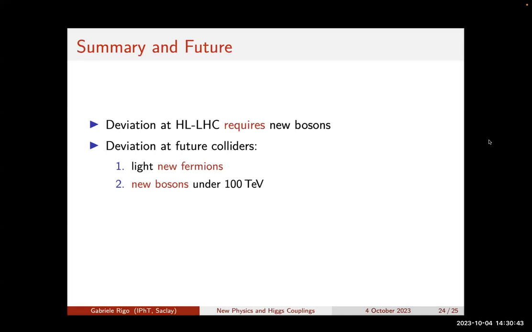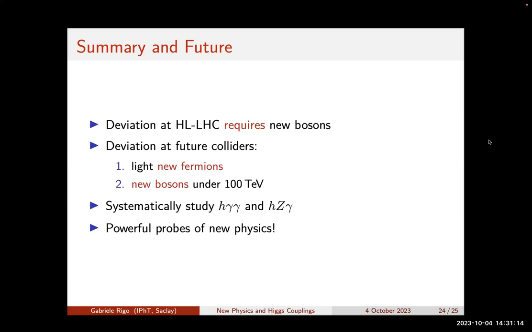Just in terms of what you might think about in the future, we did some analysis of H gamma gamma, but we didn't do the full systematic analysis by changing the representation and estimating which the best representations are. So we're thinking about doing that right now. And also another interesting coupling that you might study is HZ gamma, which has similar features. Okay, and overall, I hope I showed you a nice example and I convinced you that measuring deviations in these couplings can be a powerful probe of the scale of new physics. And then, thank you very much.